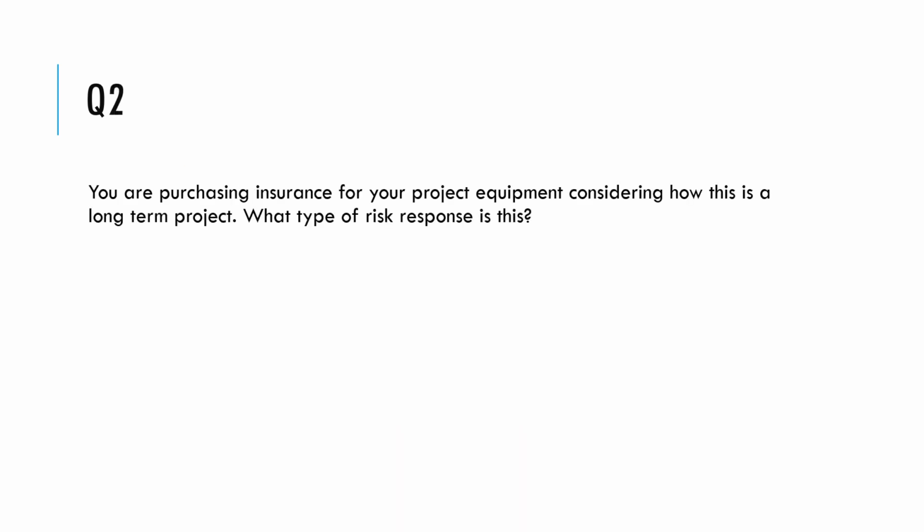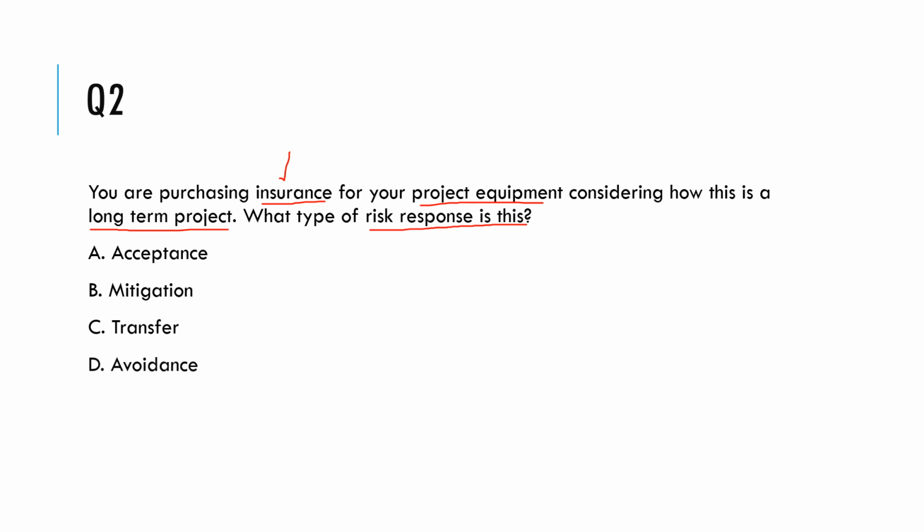Question 2, you are purchasing insurance for your project equipment considering how this is a long-term project. What type of risk response is this? So you are working on a long-term project, and since it is going to last for maybe 2 years, 3 years, you are purchasing insurance for your project equipment. So what type of risk response is this? Is it acceptance? Is it mitigation, transfer, or avoidance?